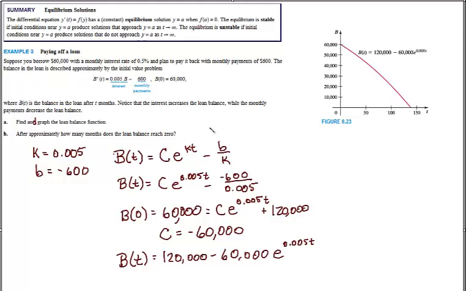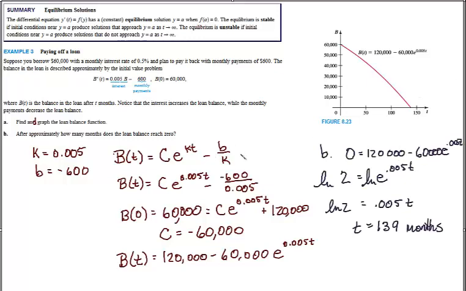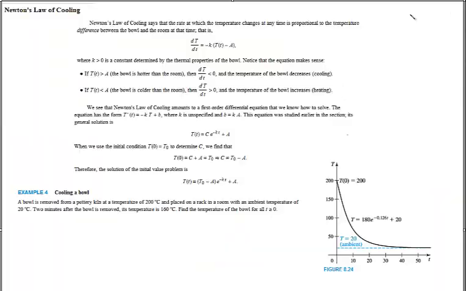After how many months does the loan balance reach 0? That loan balance, that is our b, and that would be after, doing the algebra for the b part, we have 139 months is what I get, and it looks about right on that graph. So that's nice. On to the next one.